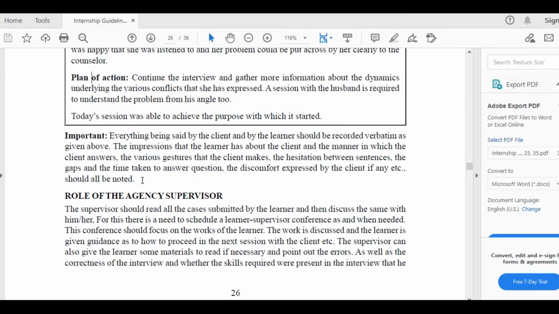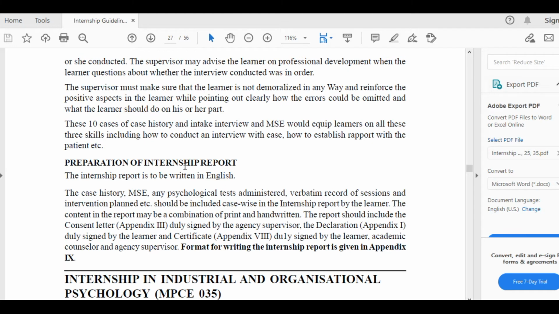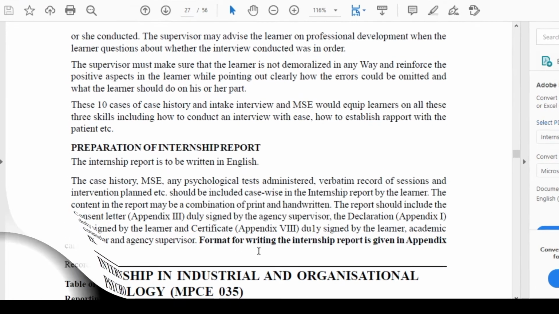Now how to organize, we'll come back to that. Preparation of the internship report: it is clearly mentioned that case history, MSE, this is the exam that we conduct, if you have conducted that exam on the client, or any psychological tests that you have administered, and the verbatim record, that is the conversations going on between you and the client. All these things should be mentioned. Along with that, the documents that we have already seen, the consent letter, the declaration, and the certificate should be attached.